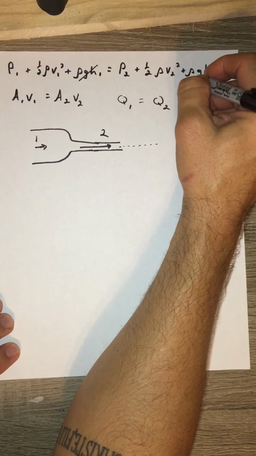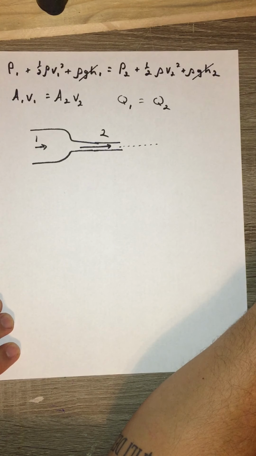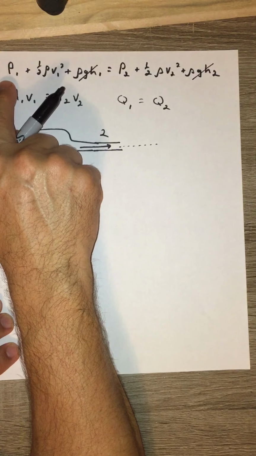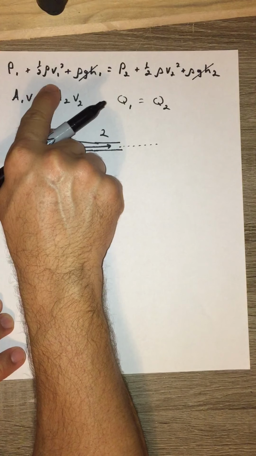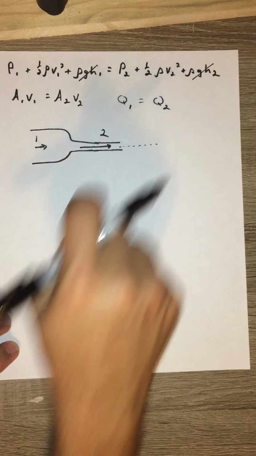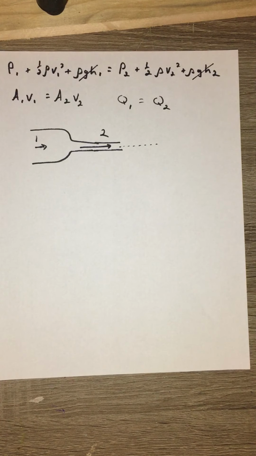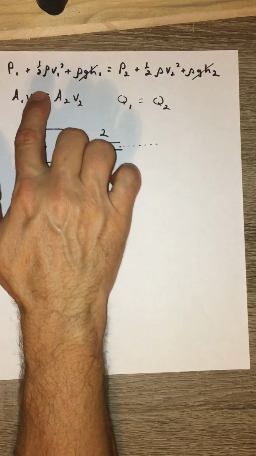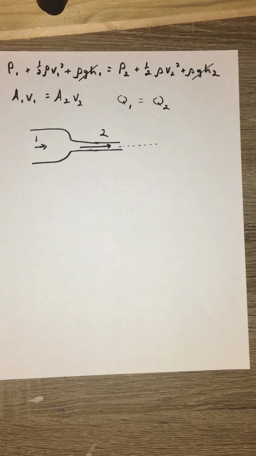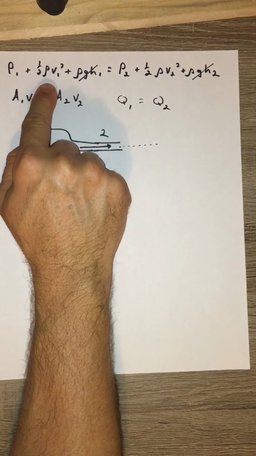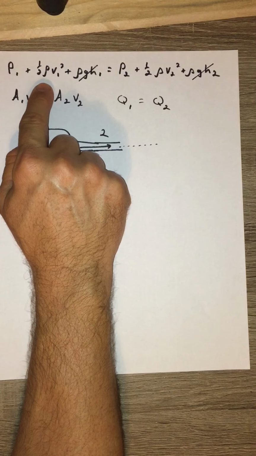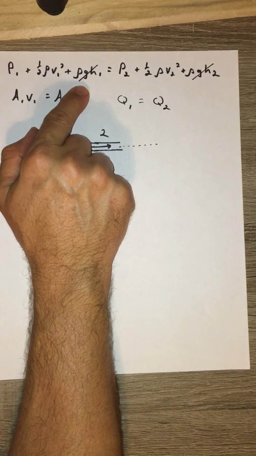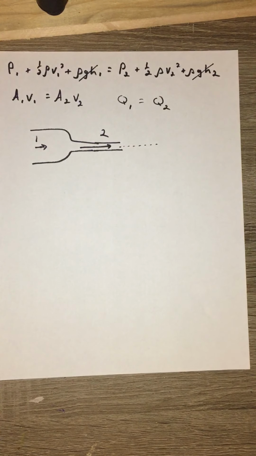In either case, the last term goes away, and I'm just left with P1 plus 1/2 rho V1 squared equal to P2 plus 1/2 rho V2 squared. So again, we're thinking of this in terms of energies. Bernoulli's equation is just a restatement of the conservation of energy. It's formulated in terms of the energy density, right? The energy per unit volume. This is kinetic energy per unit volume. This is gravitational potential energy per unit volume.